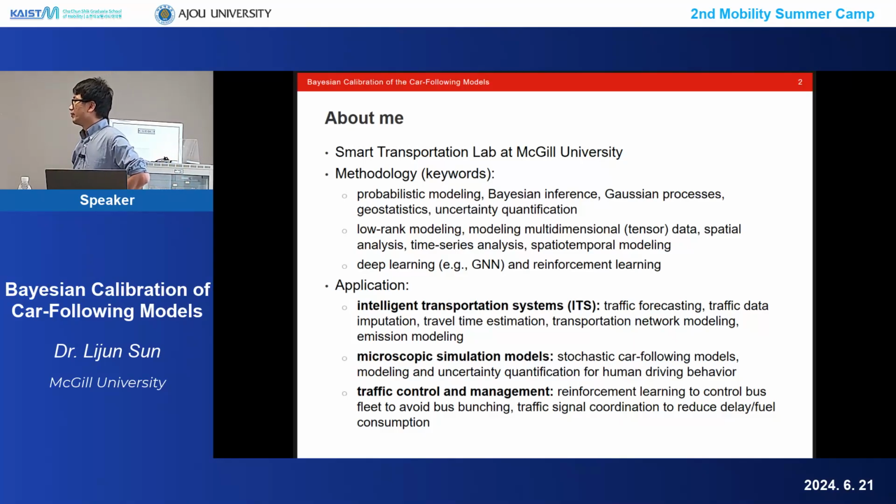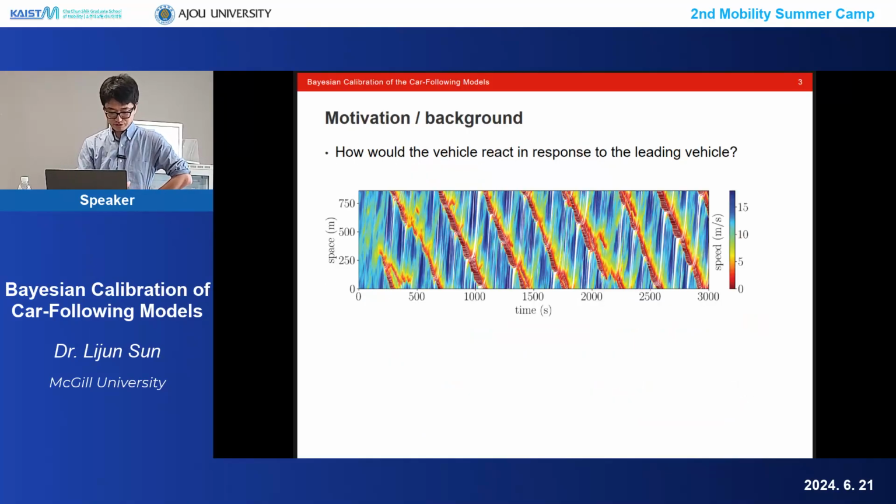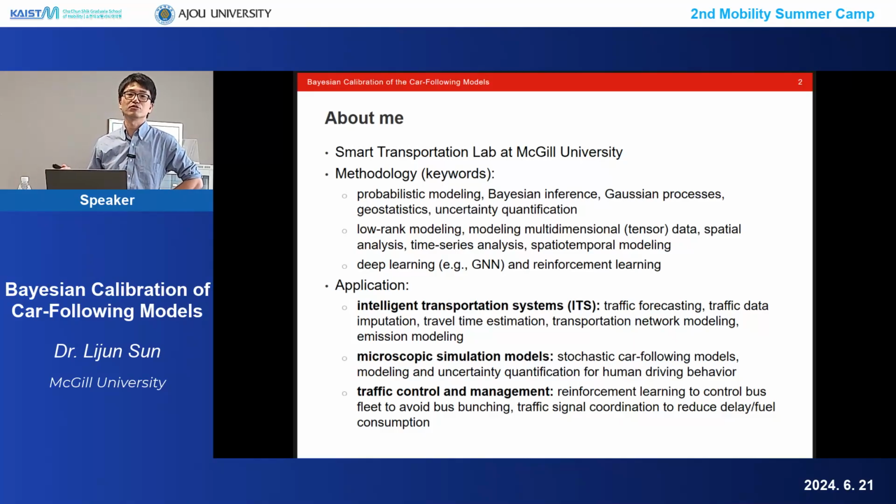Some of the methods we developed, for example, reinforcement learning, can be integrated in tools or methods such as traffic control and management. For example, one of the popular topics in reinforcement learning in transportation is how to use reinforcement learning to control the traffic lights, right? And we have done some research about using reinforcement learning to control the operation of a bus fleet. And this is something unique from our group.